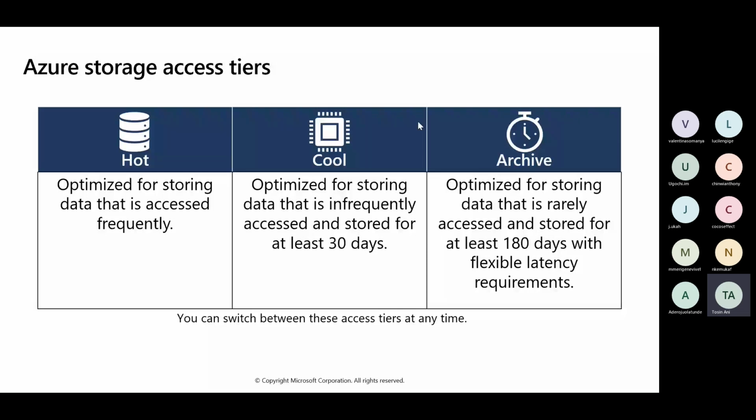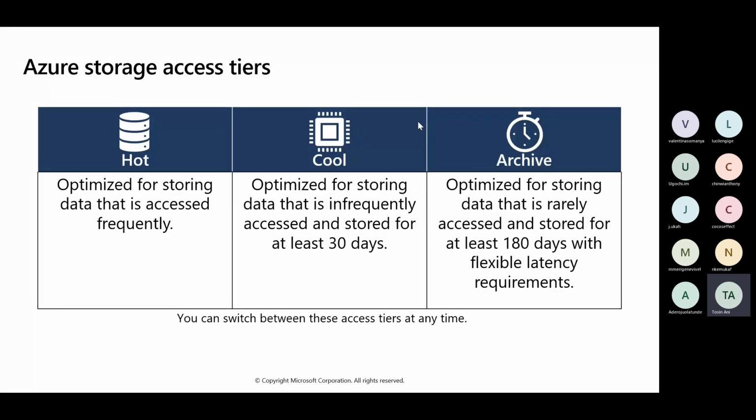Now the cool tier is used for data that you access infrequently, maybe data that you don't access too often. Just like on the screen here, I say optimize for storing data that is infrequently accessed or stored for at least 30 days. So it's not like all those data that you have to use from time to time. It's just one-off, maybe once in 30 days. That's when you get to access this data. Then the best tier suited for that is the cool tier.